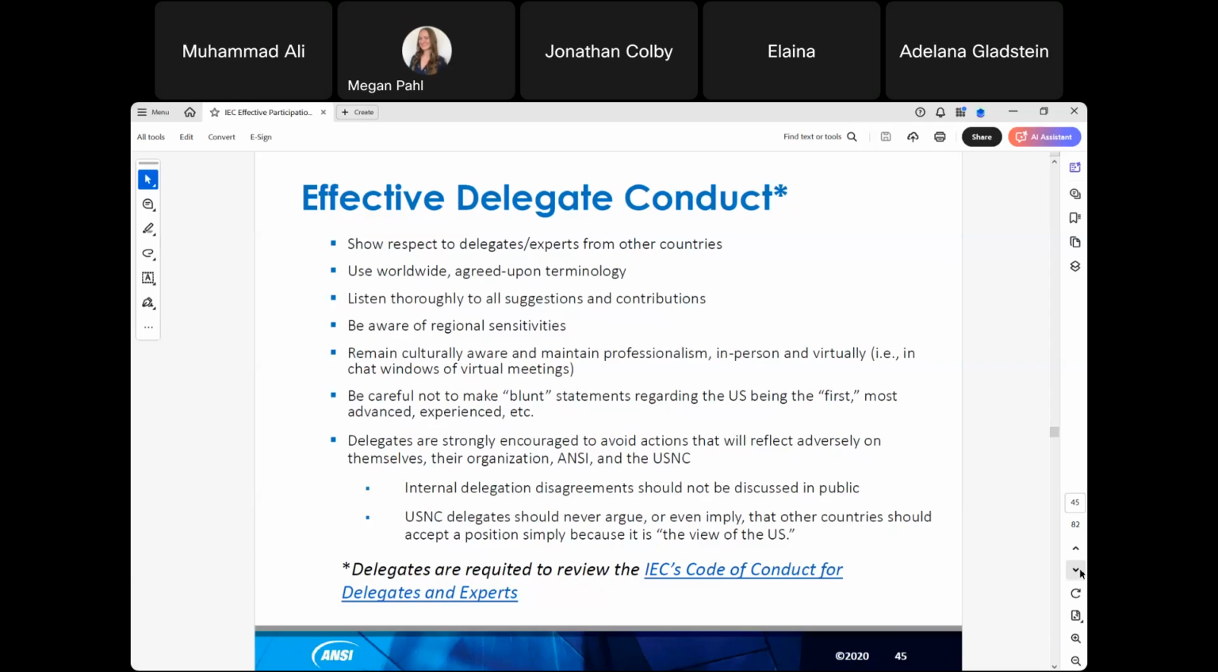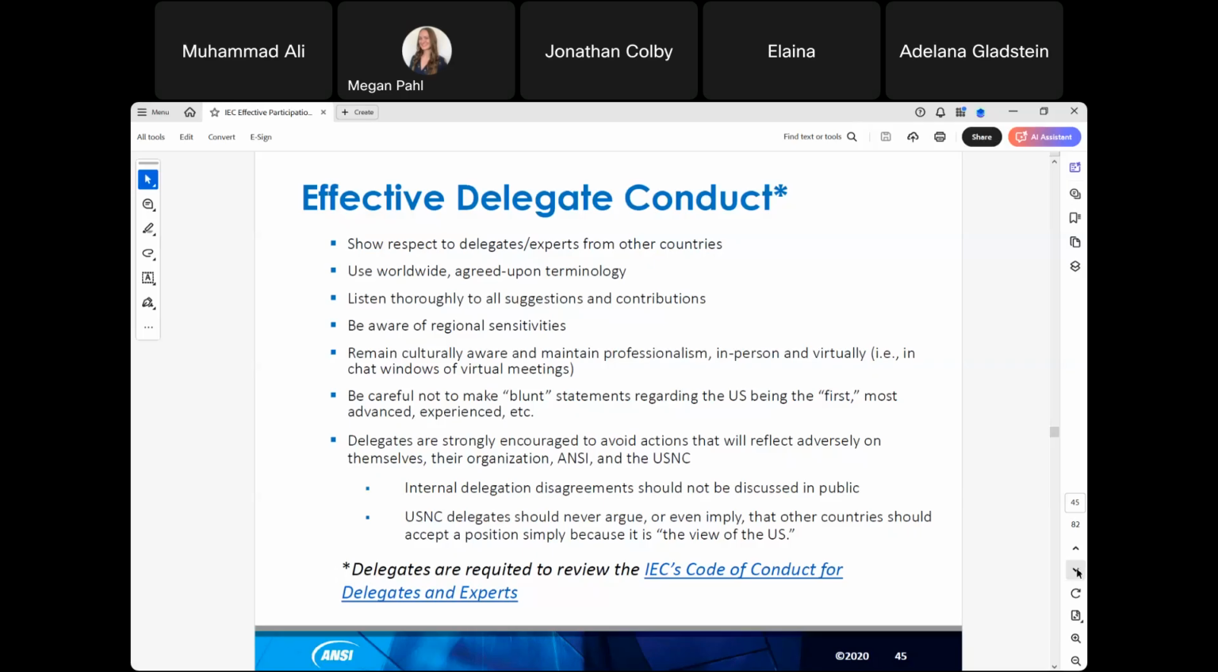As Ali had mentioned, try to get to know the culture of the country that you're going to be in and the culture of the people that you're dealing with in the meetings. So watch for that. Don't insult people. Be careful not to make statements about the US being the best, the most, the first. Don't be an ugly American. Try your best to be respectful and attentive to the culture of others.